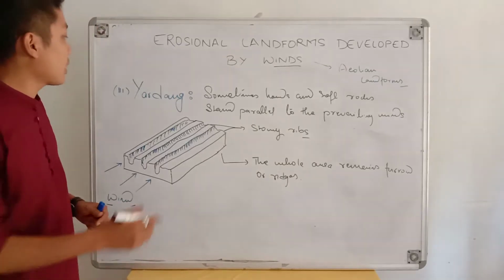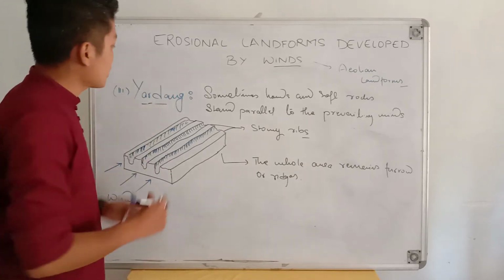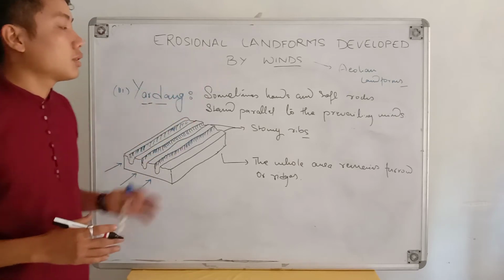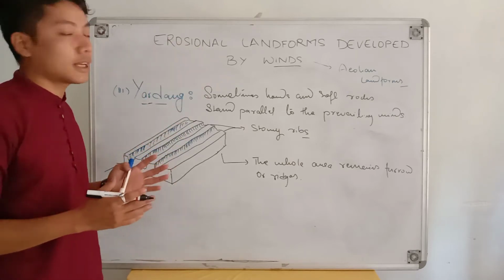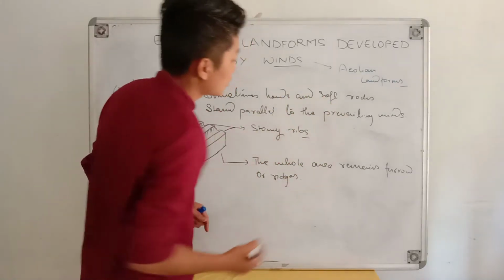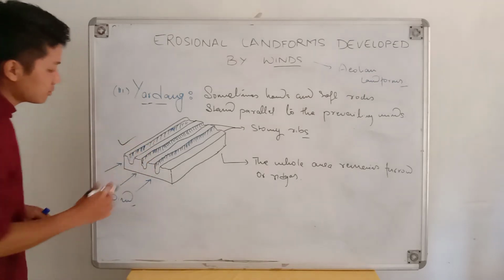Next we have Yardang, that is the third point. What is a Yardang? It is also an erosional landform developed by winds in the desert areas. Sometimes hard and soft rocks stand parallel to the prevailing winds. Just look at this diagram.